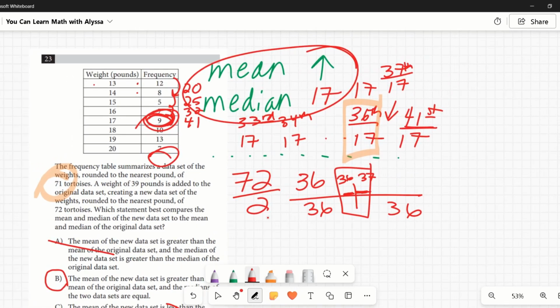But yes, please, for the love of all that is good on the SAT, do not find that mean manually. Please, please, please memorize the rule that says if you have a data set and you know the lowest and the highest number, if you add a number to that data set that is lower than the lowest, the mean goes down. If you add a number that is higher than the highest, the mean goes up every single time. Please remember that.